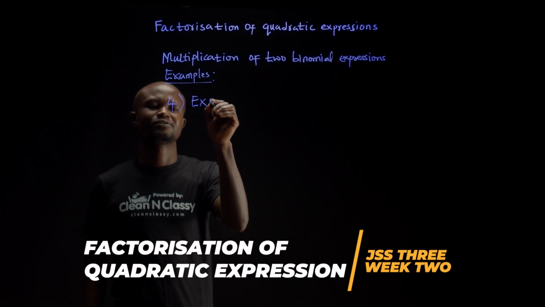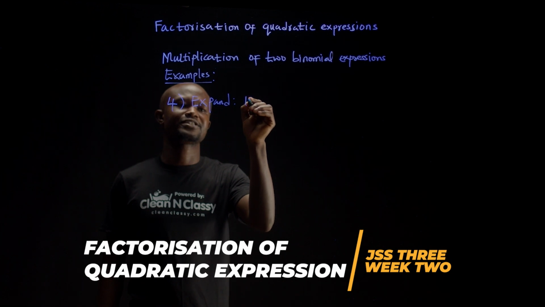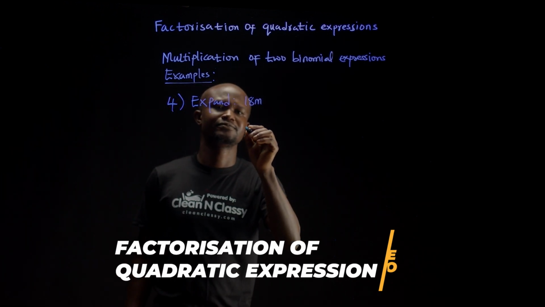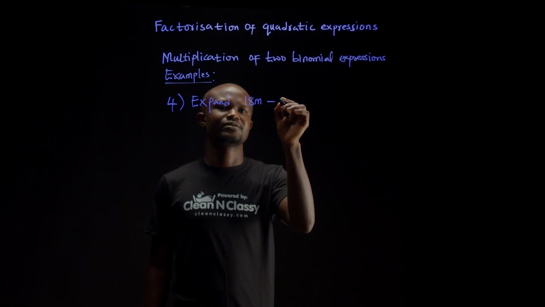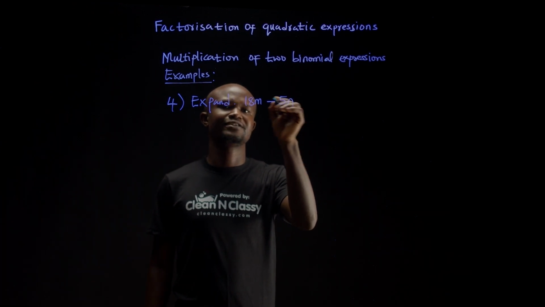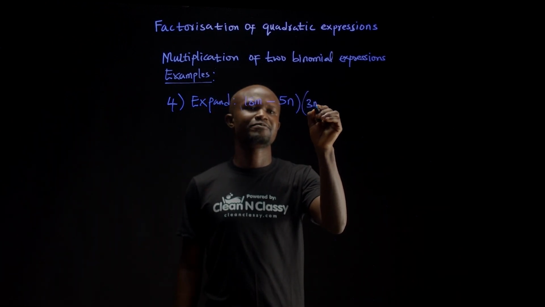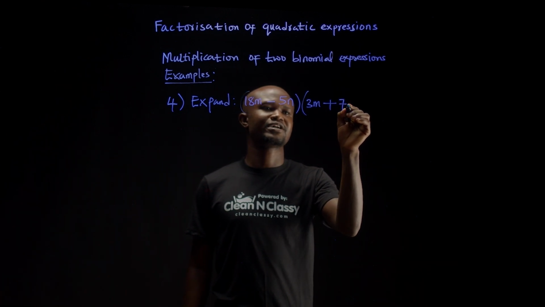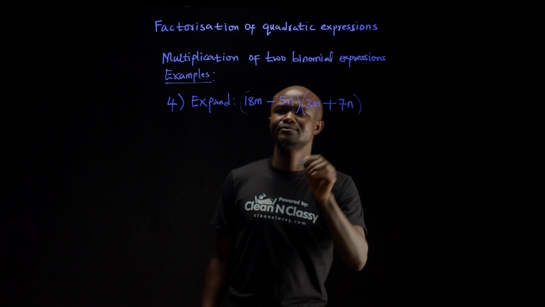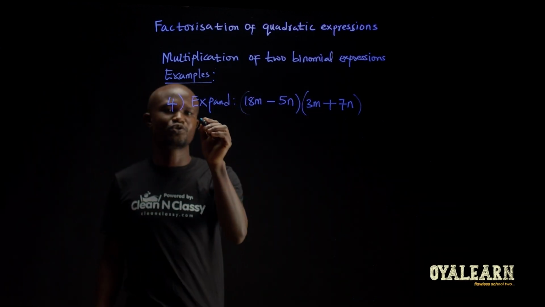Expand 18m minus 5n into bracket 3m plus 7n. Solution.